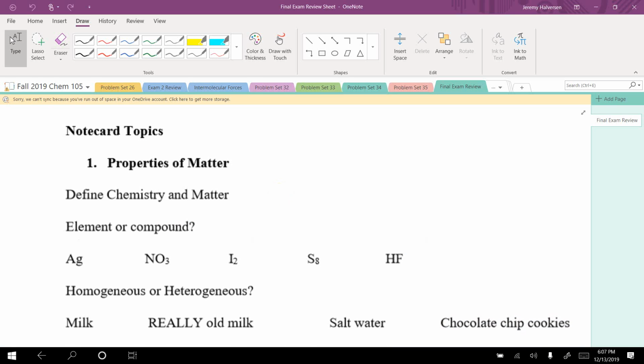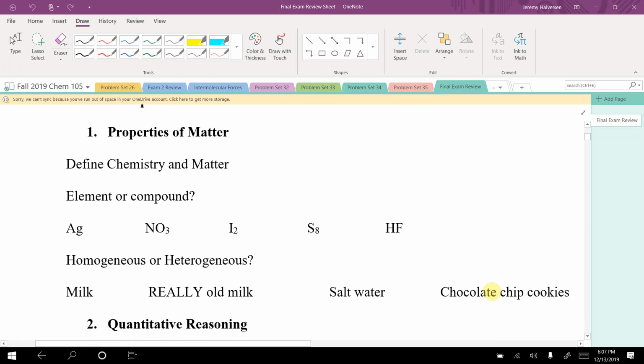All right. So let's just first define chemistry and matter. This is a really easy multiple choice question that they could ask you. So what's chemistry? The study of matter. And what's matter? Anything that has mass and takes up space. Technically, the definition of chemistry is the study of matter, and then its composition, its reactions, its energy changes, stuff like that. I don't know if you remember that from the first day of class, but understanding that it's the study of matter should be fine because it's multiple choice.